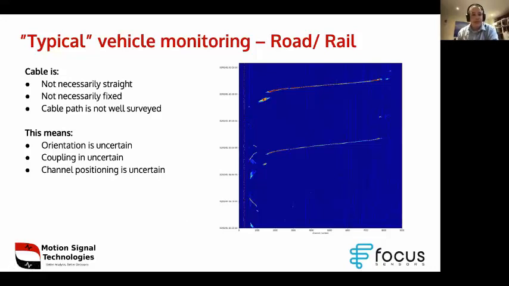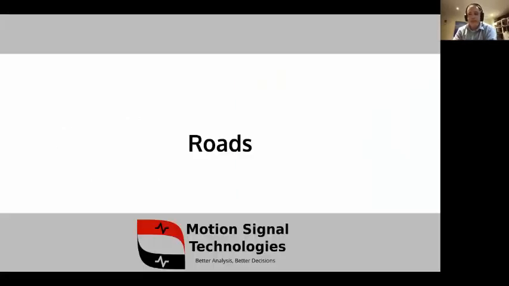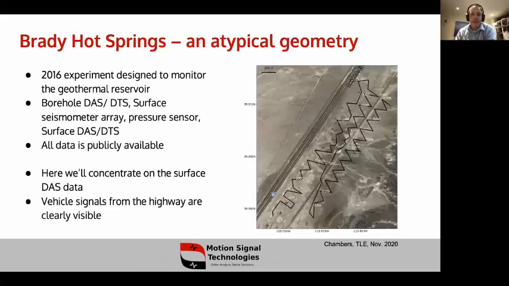It's kind of amazing, and a testament to how good some of the DAS interrogator technology is, that we get these clear signals out of this. So if you like, that's the typical case. I'm now going to launch into the meat of this presentation, in particular looking at road monitoring. And that's with a very atypical scenario.